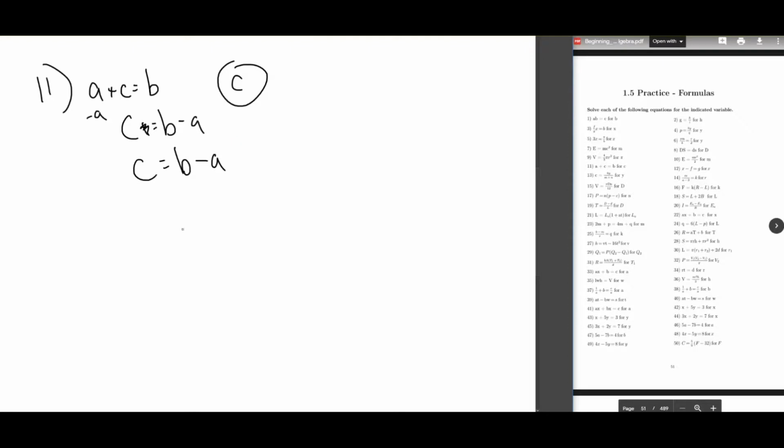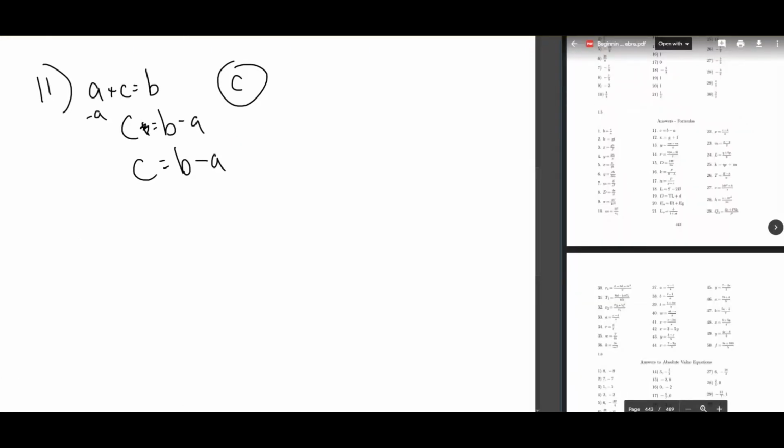Is that the right answer? That's almost a too simple problem. Number 11, C equals B minus A. Yes, we're good.